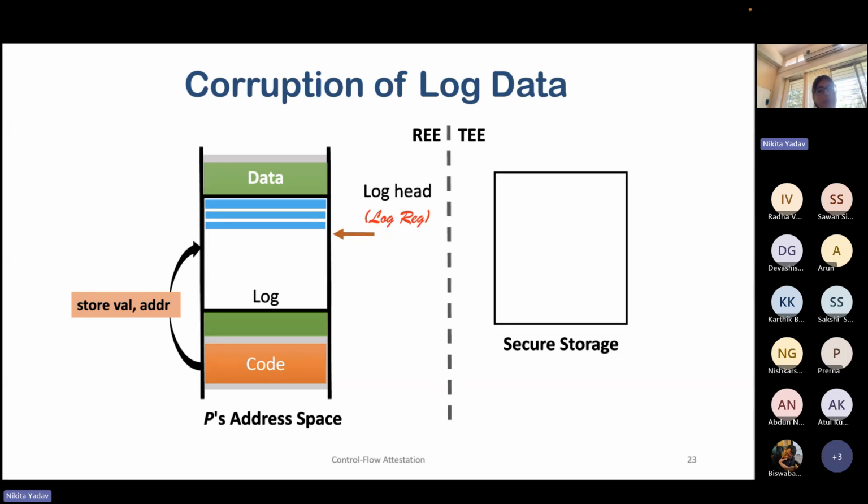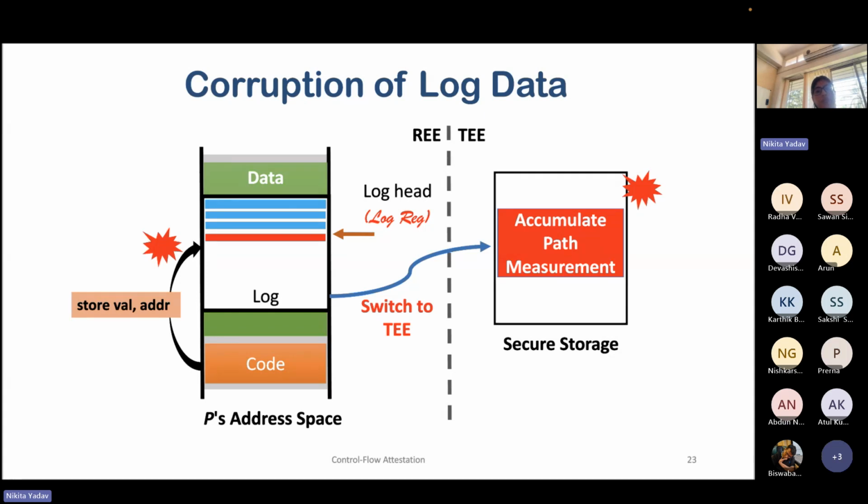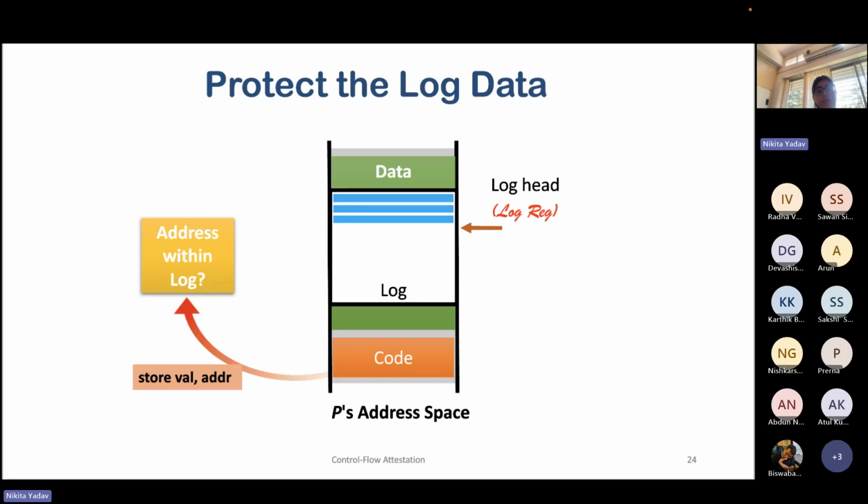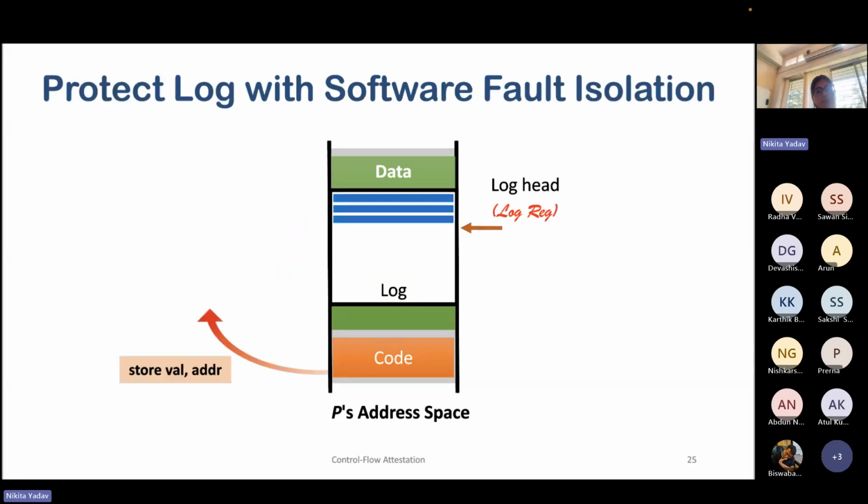If a store instruction writes to the log, then it can corrupt the log and therefore corrupt the measurements that we are accumulating. So to protect the log data, we check the store address. If this address is not within the log, then we allow this operation to happen. But if this address is falling inside the log, then we abort the process because this is a malicious operation. To implement this, we use software fault isolation, which is also a well-known technique.